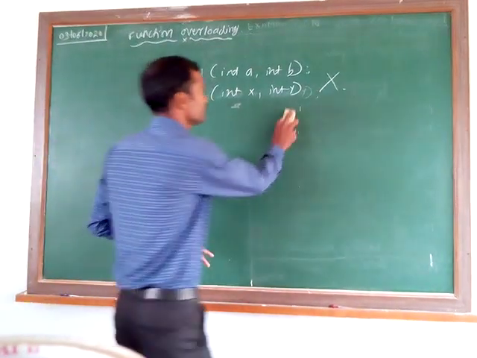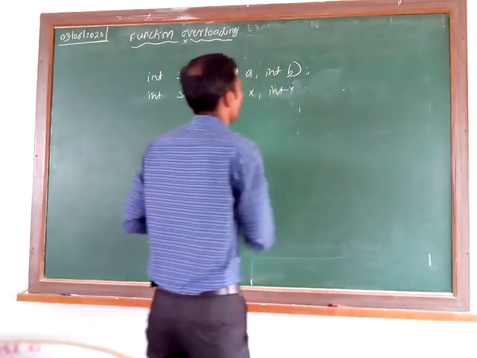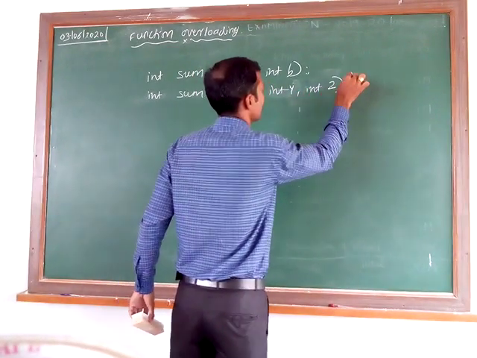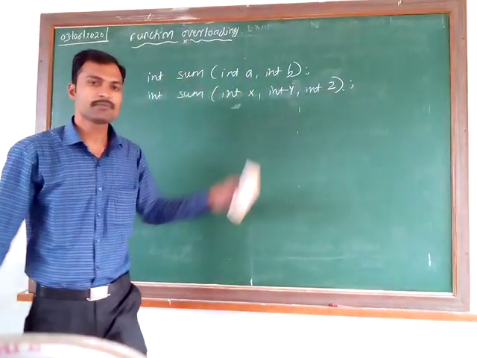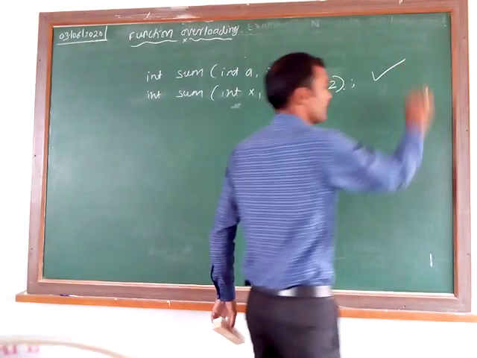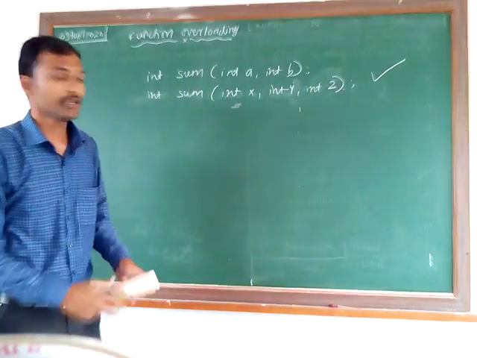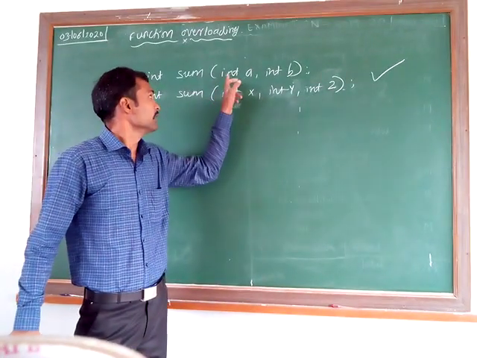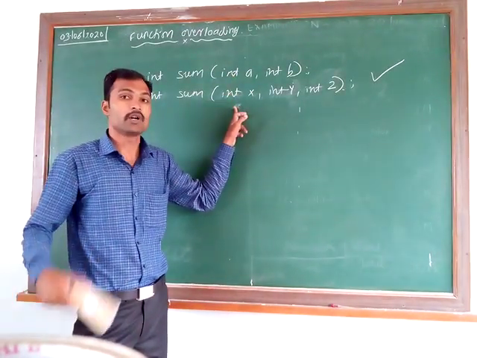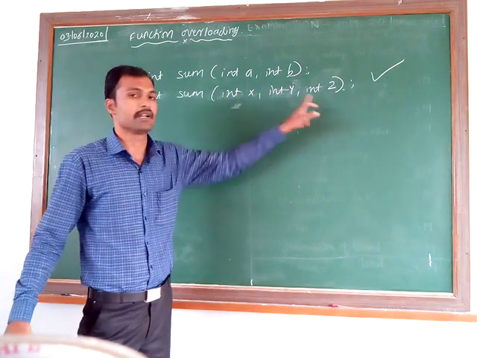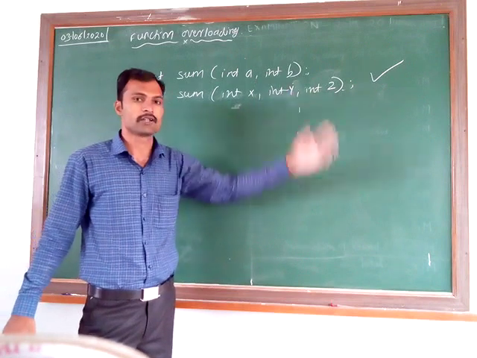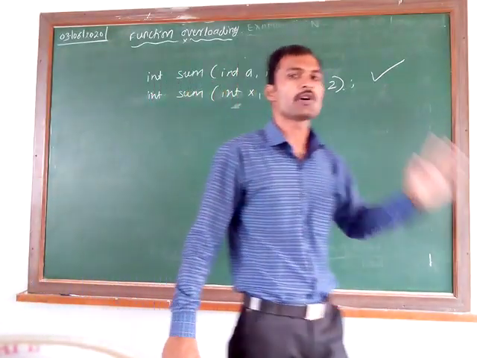It should be the number of arguments or the type of arguments. Suppose I write here int sum(int x, int y, int z). So this is function overloading. Why? Because the function name is the same, the type is also the same, but they differ in the number of arguments. The first one has only two arguments, and the third one has three arguments. So you can call this function overloading.